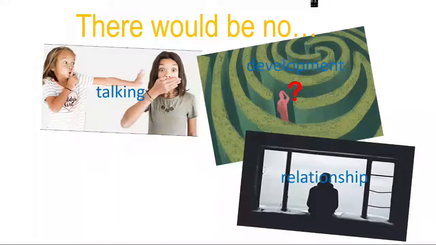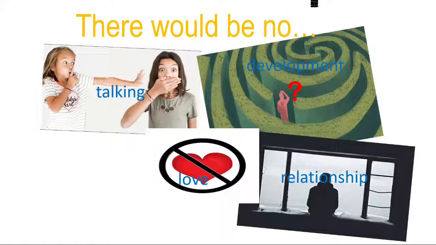There would be no relationship. Yes, class. All types of relationship. Romantic relationship, family, friendship. Communication is the one that sustains the relationship. If there would be no communication, that is equal to no relationship at all. No love. How can we understand the whole idea of love if we don't experience it through communication, right?